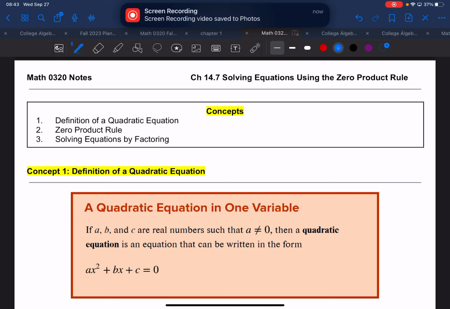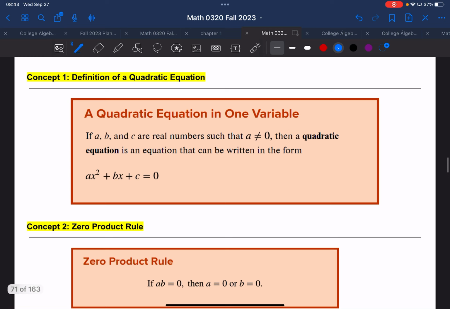x value. So the concepts we're going to look through are the definition of a quadratic equation, the zero product rule, so the definition of that, and then solving equations by factoring. All we did so far has just been factoring. Now we're solving them. So concept 1, the definition of a quadratic equation, is that formula right here, ax squared plus bx plus c equals 0. That is a quadratic equation, so we're moving away from linear and going into quadratic.